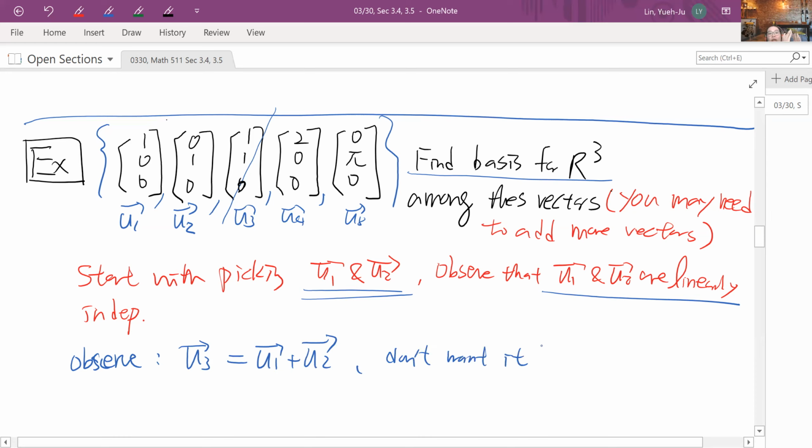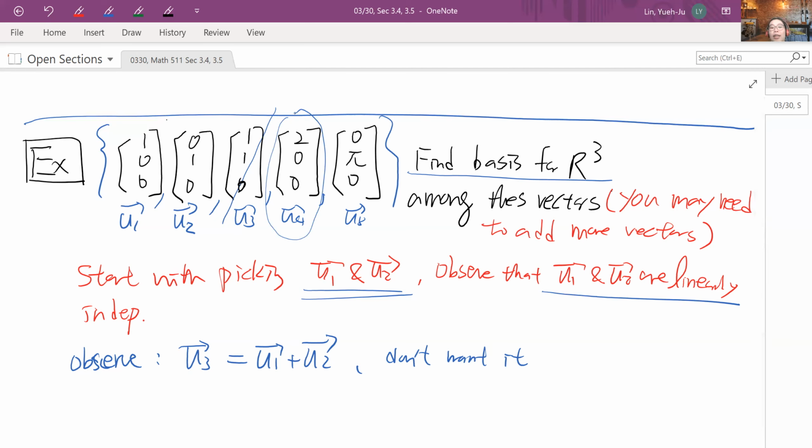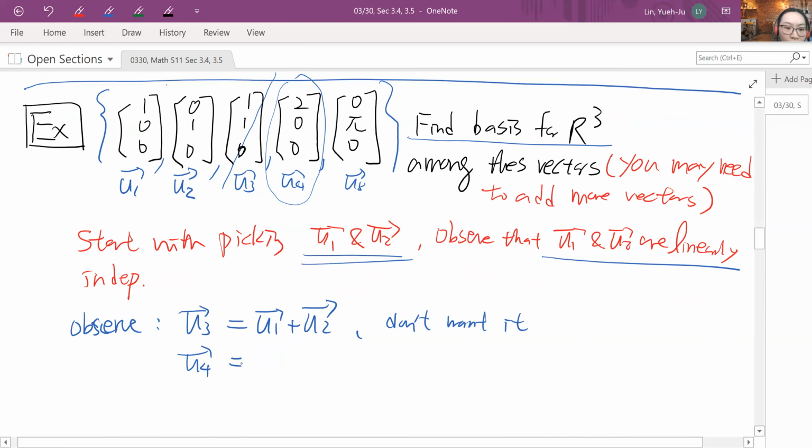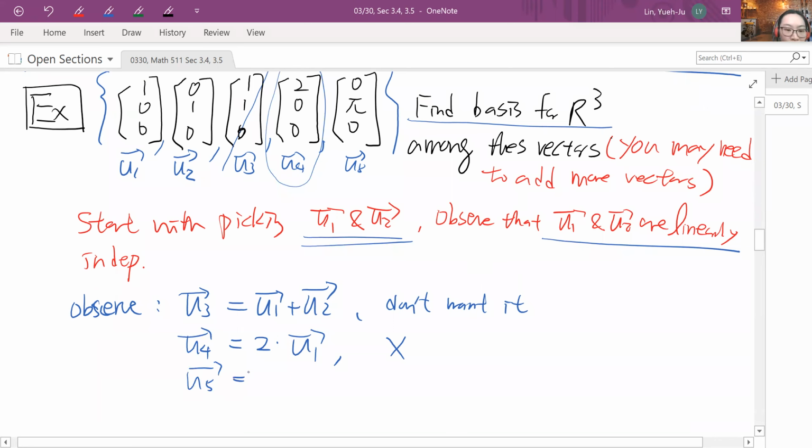Meaning, if you look at U1, U2, U3 altogether, those 3 are not linearly independent. So having U3 on top of U1, U2 is not going to help you. Then you ask, is U4 okay? Probably even worse, because you can see that U4 is just double U1, right? It's also not going to help you. So U4 is 2 times U1, and you don't want it as well. And also U5: U5 is some multiple, even if it's pi, of U2.